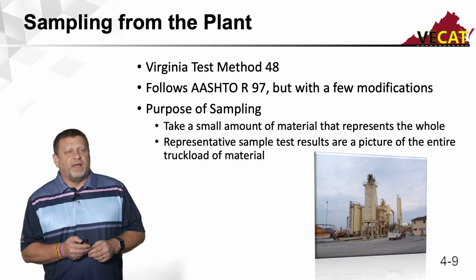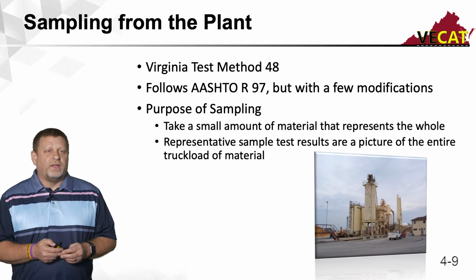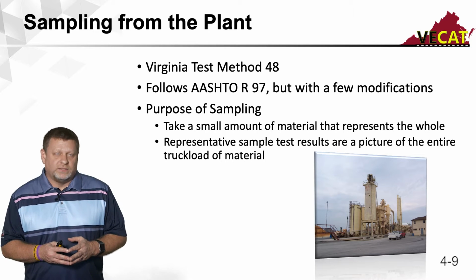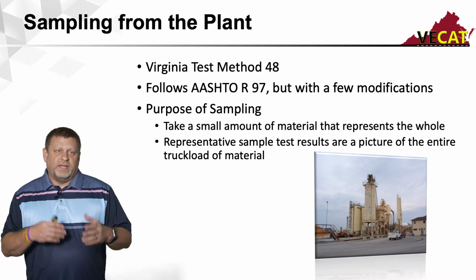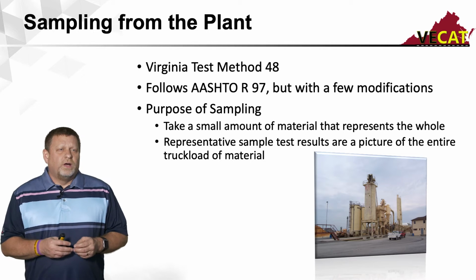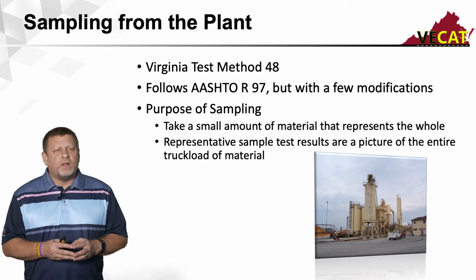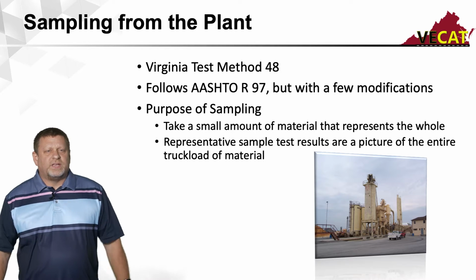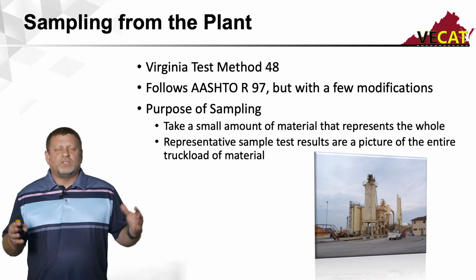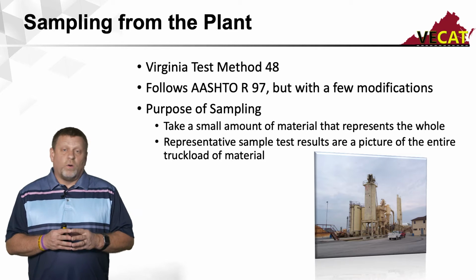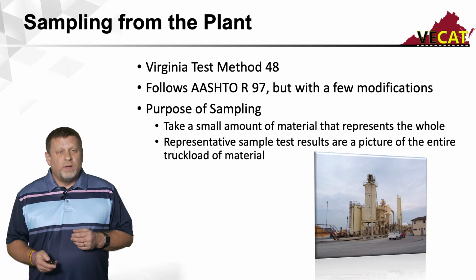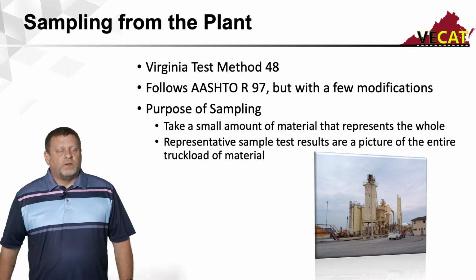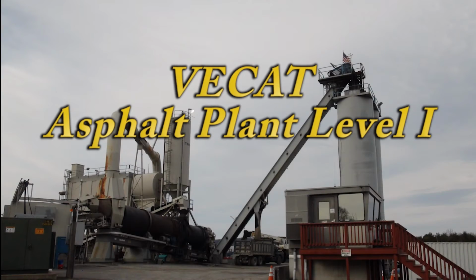So, sampling from the plant, let's talk about Virginia Test Method 48. Basically, it follows AASHTO R97, but with a few modifications. We'll talk about those modifications in this process as we go forward. The purpose of the sampling is to take a small amount of material that represents the whole. The representative sample test results are a picture of the entire truckload of material, or possibly even more than just the truckload, but it has to be chosen at a stratified random time. So here we are getting ready to look at a video of loading a truck.